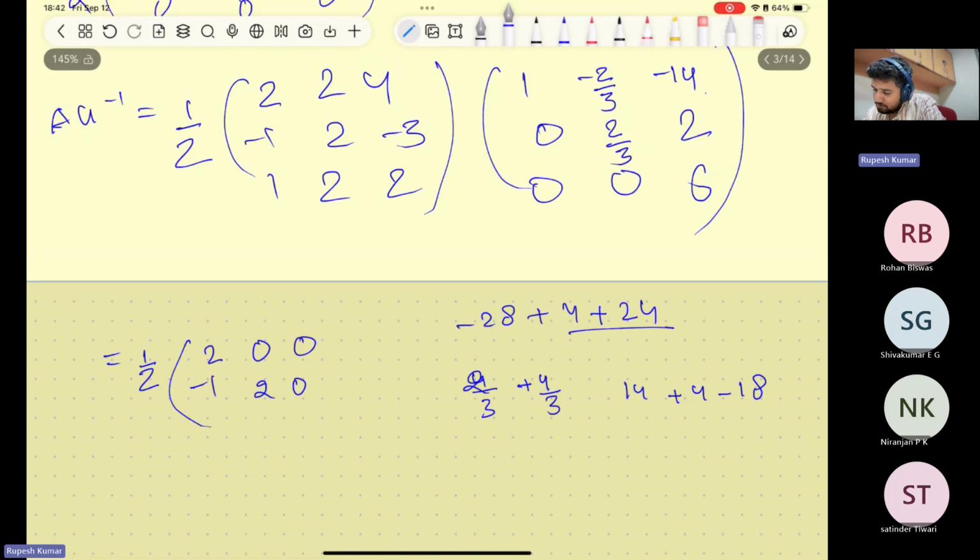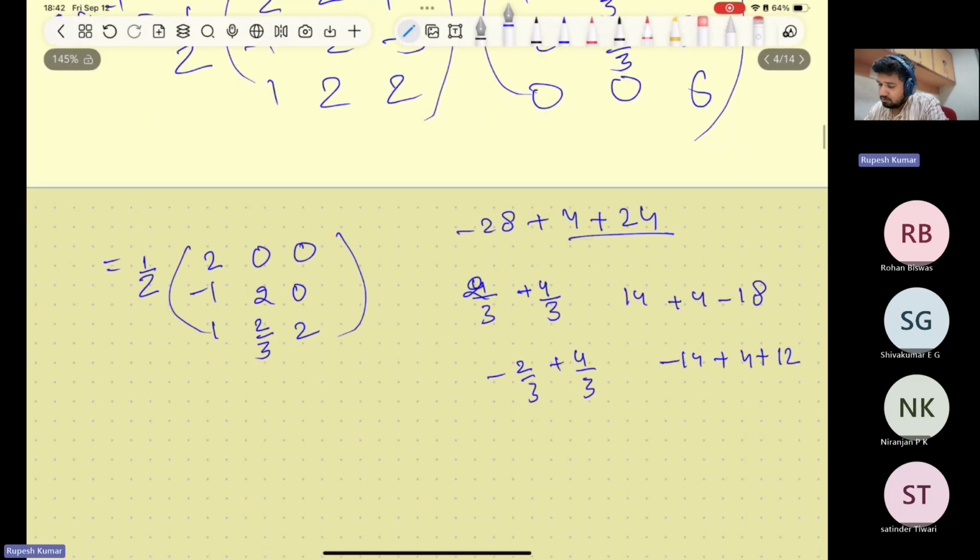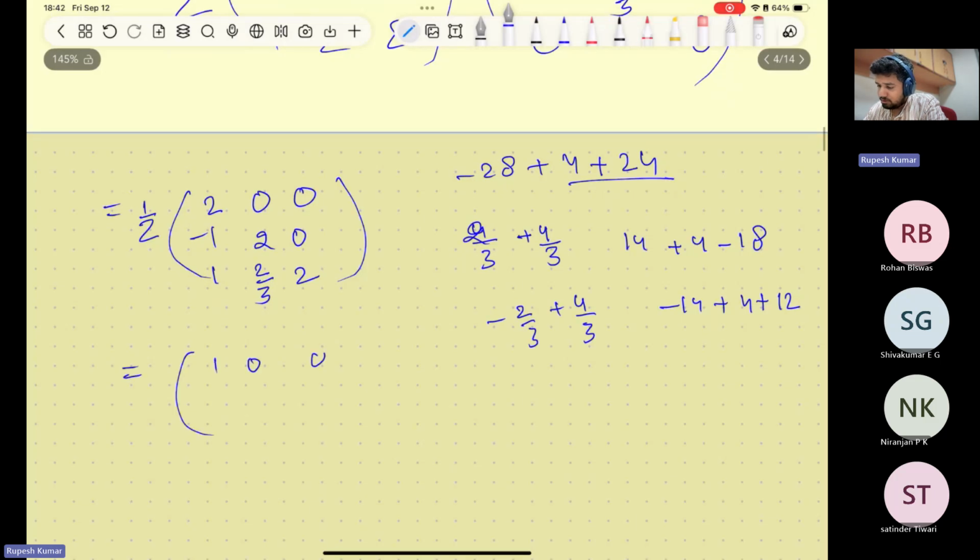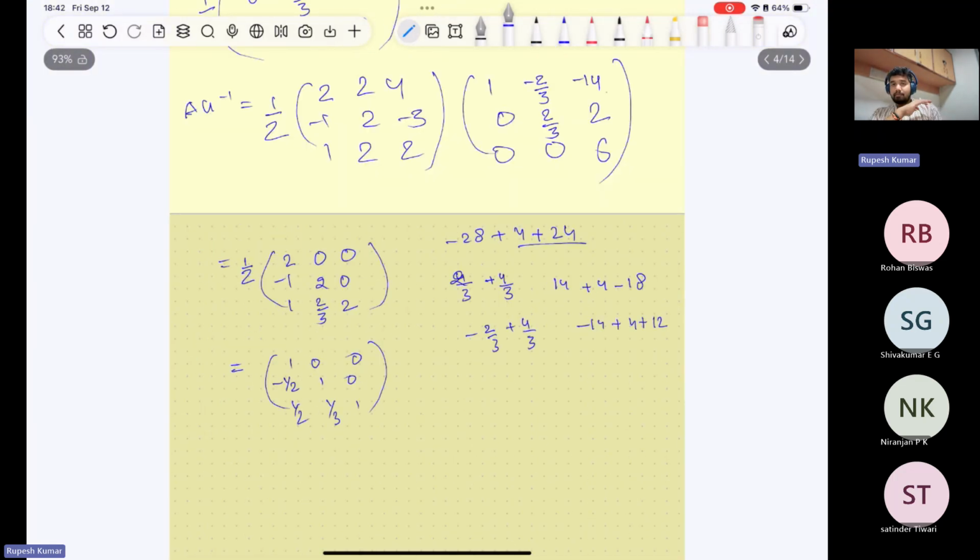And then 1 here, and then minus 2 by 3 plus 4 by 3, and this is 2 by 3 here, right? And then this minus 14 plus 4 plus 12. So this will become 2, right? So this is essentially a lower triangular matrix that looks like this: minus 1 by 2, 1, 0, 1 by 2, 1 by 3, 1. This is the answer, right, everyone?